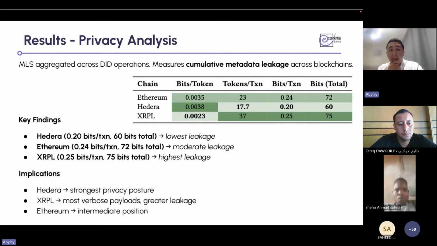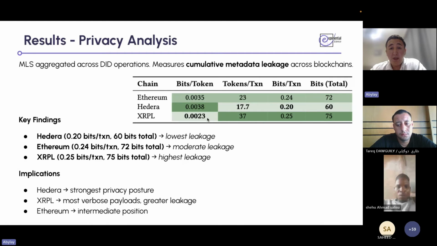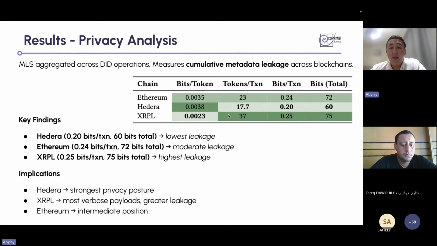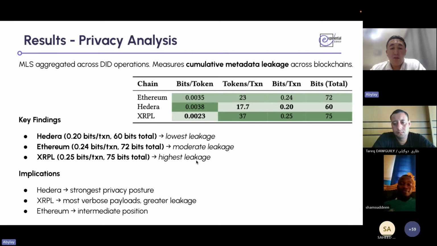The results show that, no, Hedera is again the lowest leakage. As you can see, per token, XRPL shows the best result, 0.0023. But it has much more metadata available on chain, 37 tokens per transaction. So when you aggregate it, it will be less for Hedera at the end. So Hedera has the lowest leakage, Ethereum is moderate, and XRPL has the highest leakage.